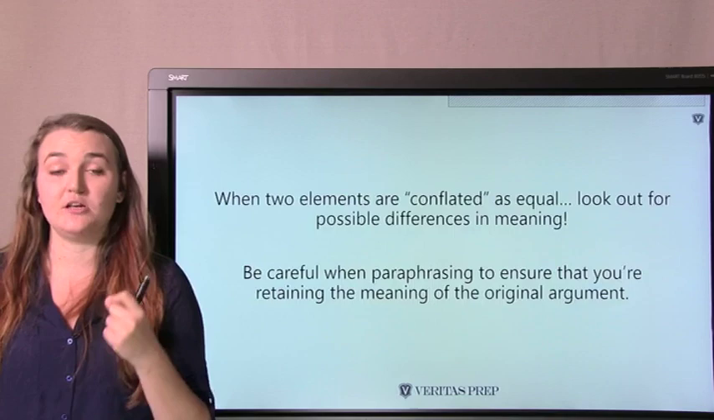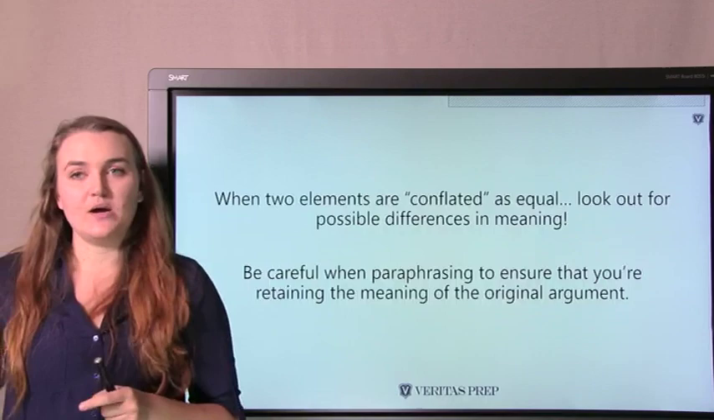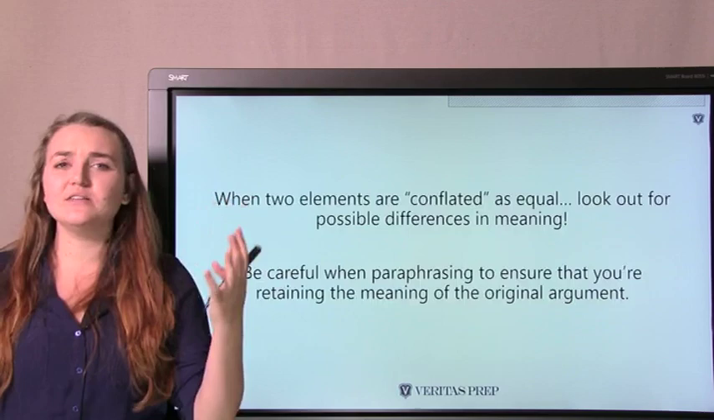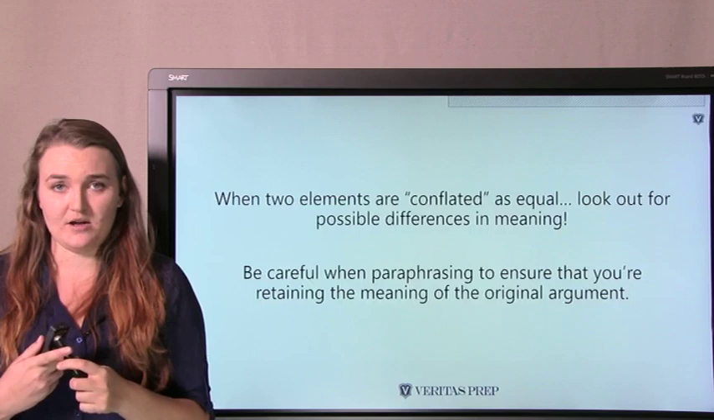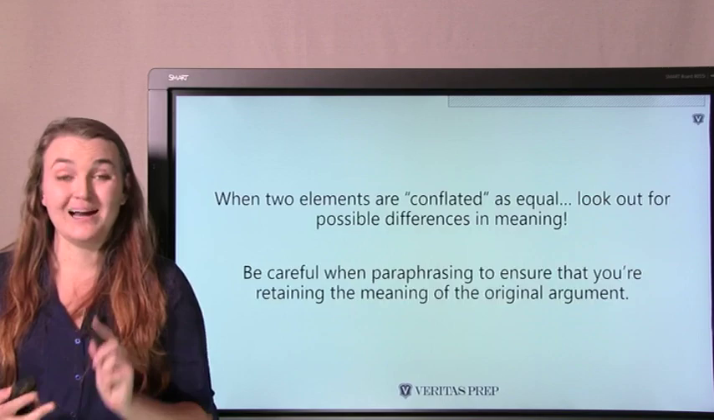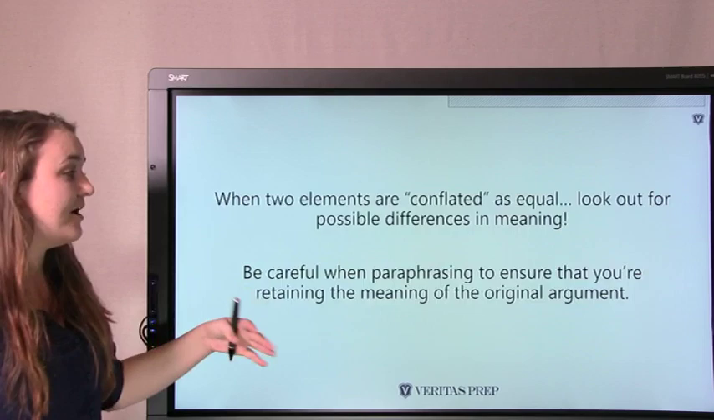And with that in mind, you've noticed that when I've moved through these questions, in many cases, I've whittled down the language into a more simplified structure so that I'm not getting distracted by the context, or by the extra wording that didn't necessarily need to be there. However, we want to be very careful when we do so, that when we paraphrase, we do not veer away from the original meaning of the argument.